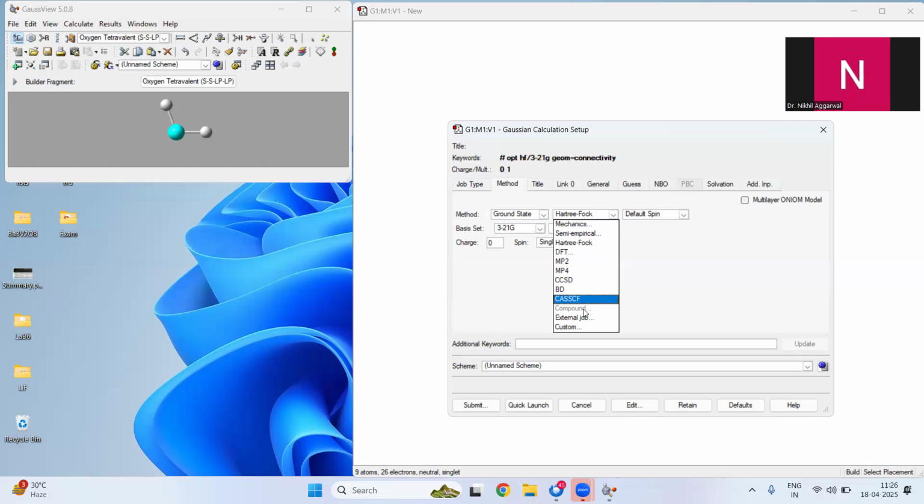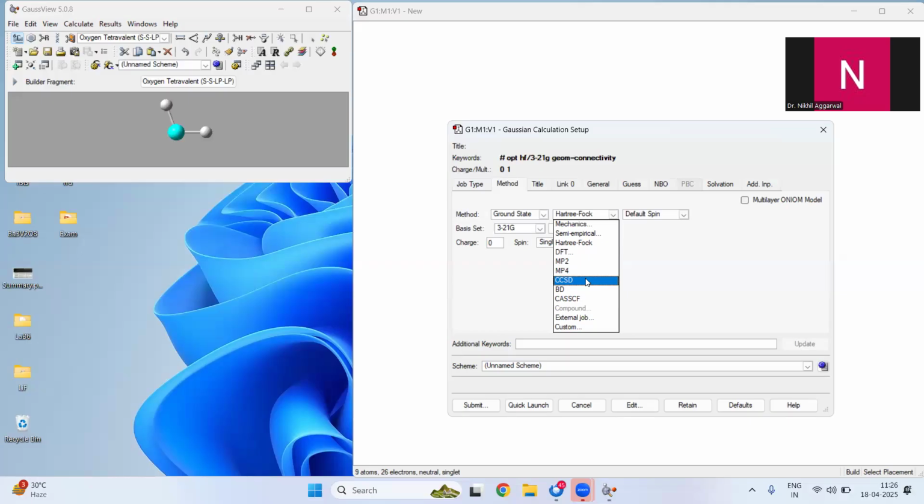Participant, your time to answer the question. Accordingly, out of DFT, MP2, and CCSD, which model will provide you the highest accurate result? HF, DFT, MP2, and CCSD. Exactly, because CCSD has the least approximations used.